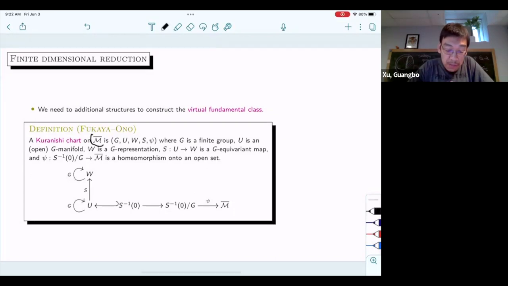Let's abbreviate the moduli space by M-bar. A Kuranishi chart on this moduli space is a tuple which contains five elements, where G is a finite group and U is an open G-manifold. W is a representation space of this finite group G, which is also called the obstruction space.